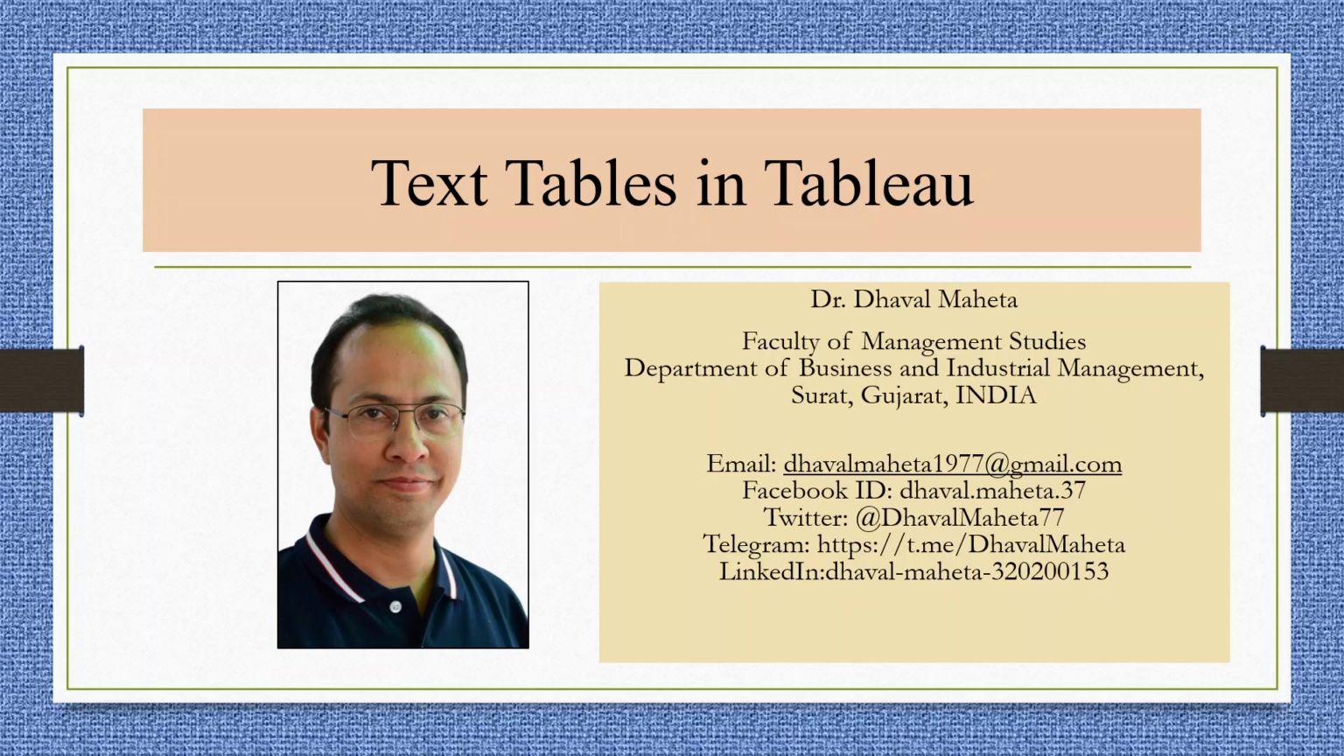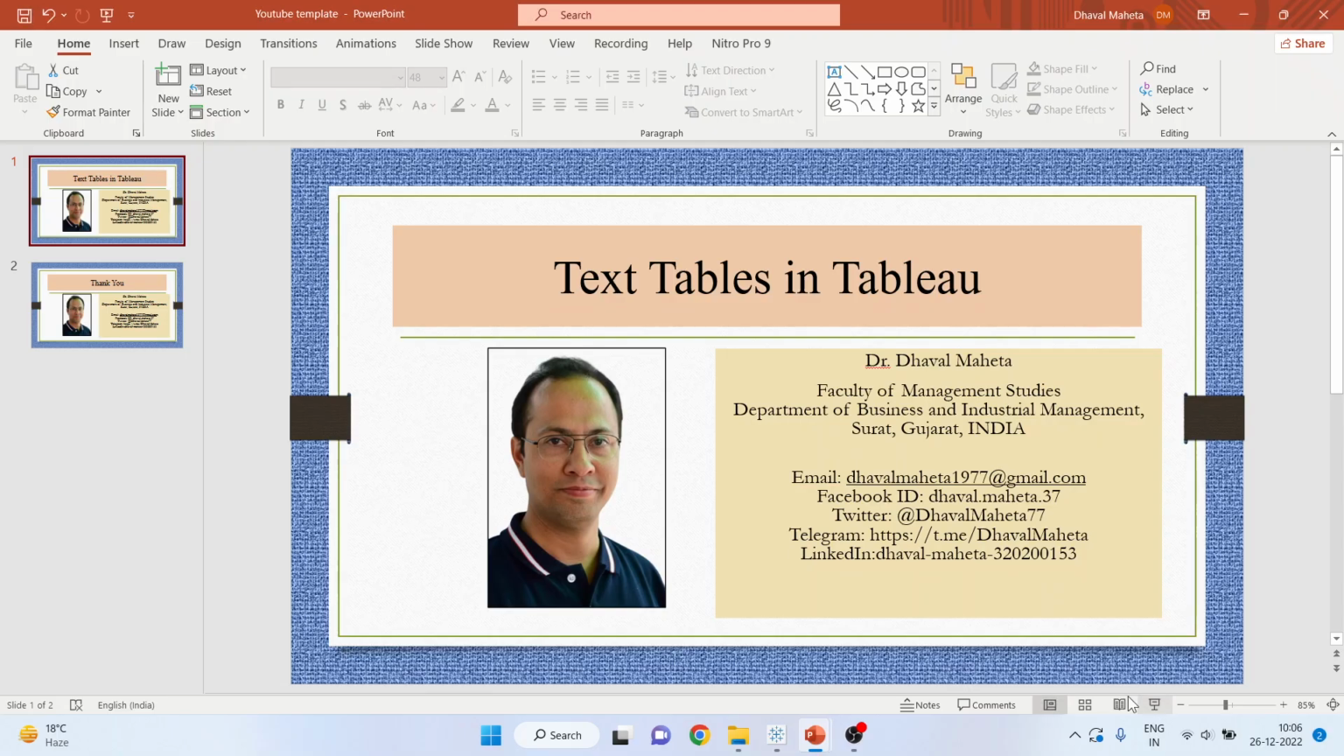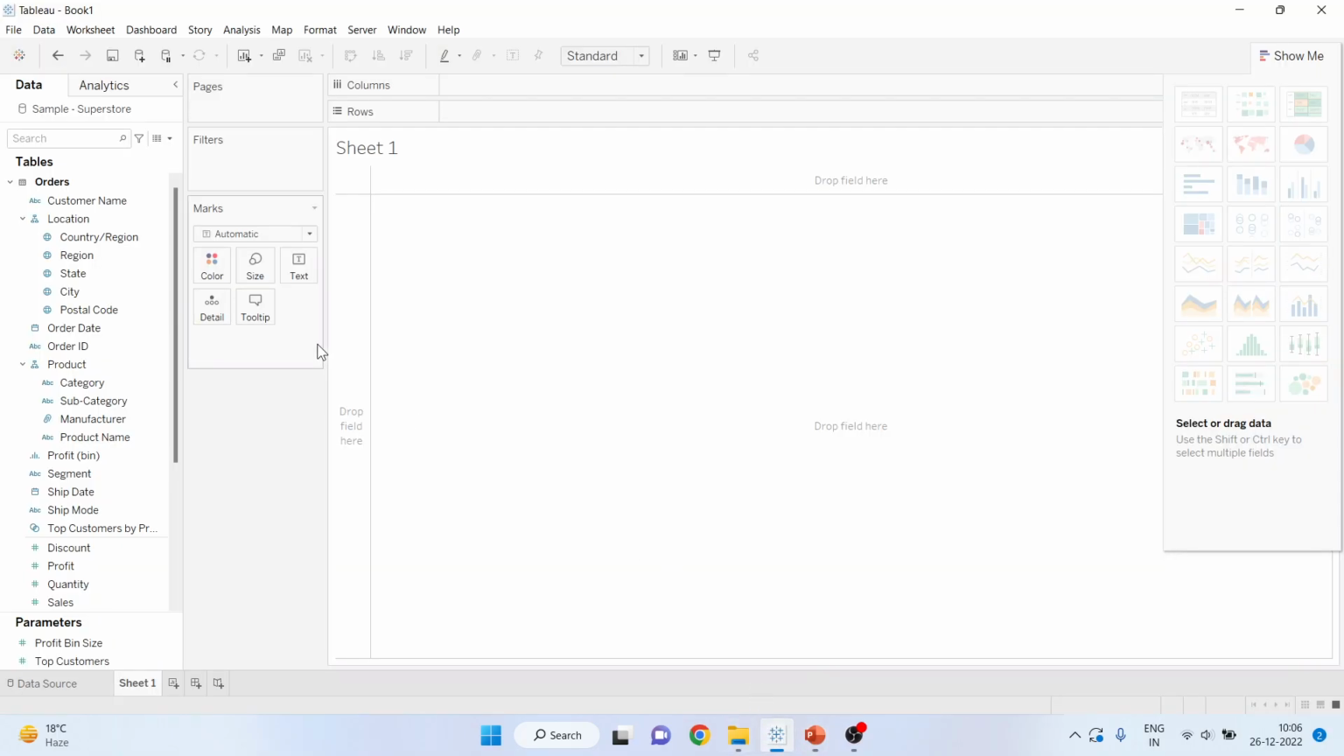Let's try to understand how to generate the text tables in Tableau. In Tableau, these are the variables which are known as dimensions, and these are the variables which are known as measures. So let us pick one variable from measure and one from dimension.